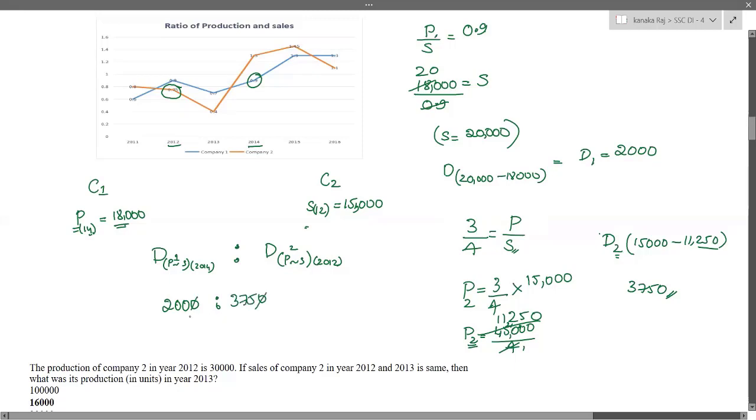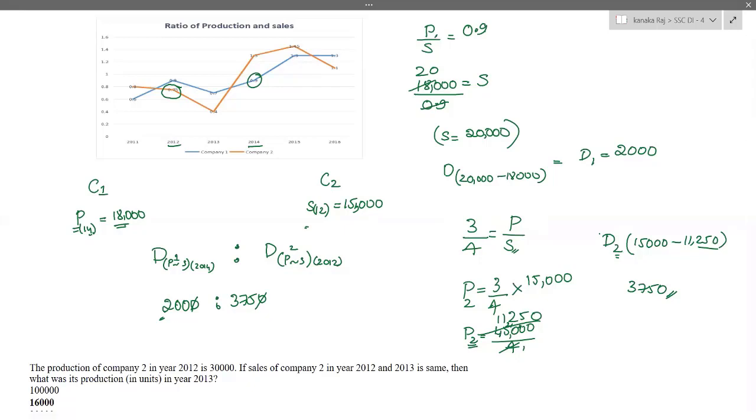0, 0 gets cancelled. Now what can I be using to cancel both 200 and 375? I know that 200 is divisible by 25. And if 200 is divisible by 25, 400 is also divisible by 25. So what is 375? 375 can be written as 400 minus 25, which means 375 is also divisible by 25.